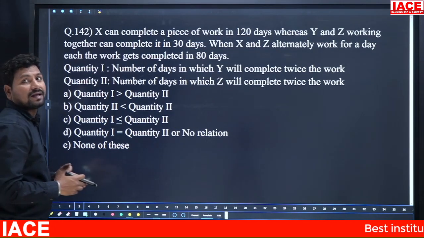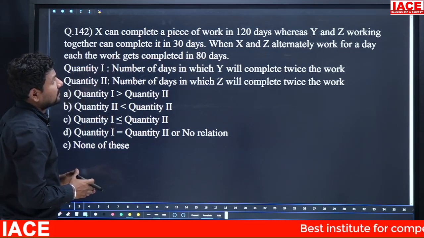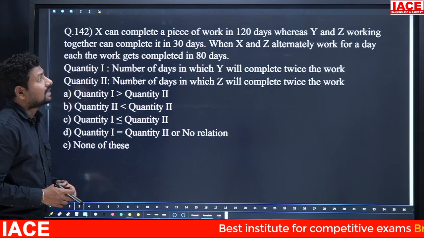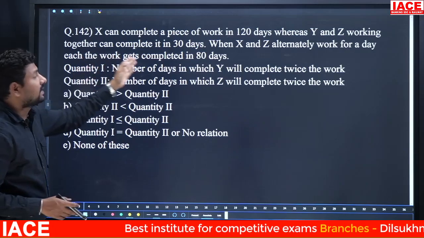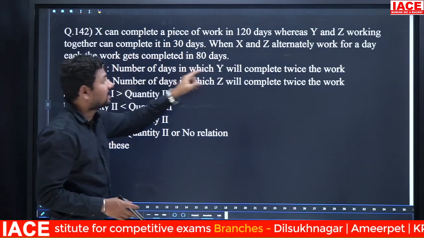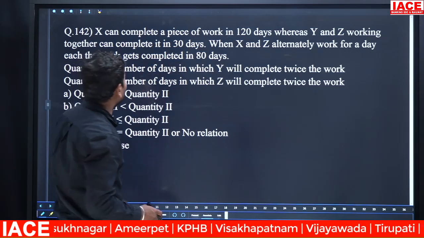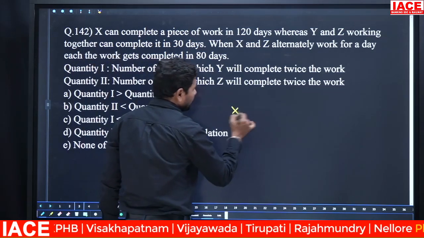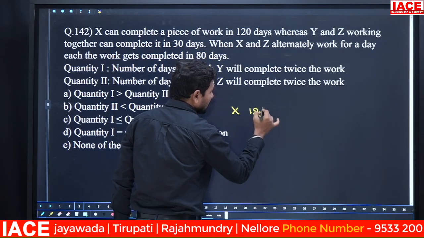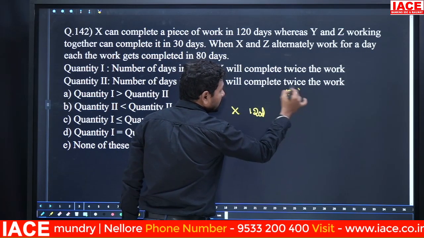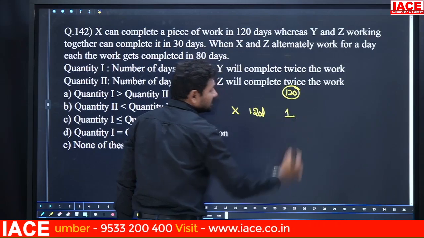Next question. X can complete a piece of work in 120 days, whereas Y and Z working together can complete it in how many days? 30 days. When X and Z alternately work for a day, the work gets completed in how many days? 80 days. Look at the question. X can complete the full work in how many days? 120 days. I am assuming a total of 120 units. 120 units means his efficiency is how much? 1.